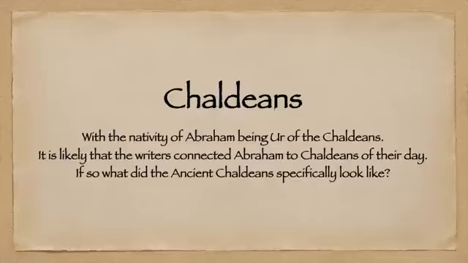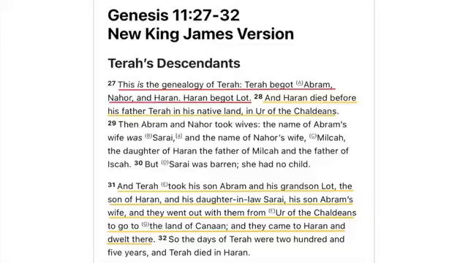Now, with the nativity of Abraham being Ur of the Chaldeans, it is likely that the writers connected Abraham to the Chaldeans of their day. If this is so, what did ancient Chaldeans specifically look like? So now let's look at the Chaldeans themselves, the ancient ones. Again, reiterating this verse, Genesis chapter 11, verse 27 through 32.